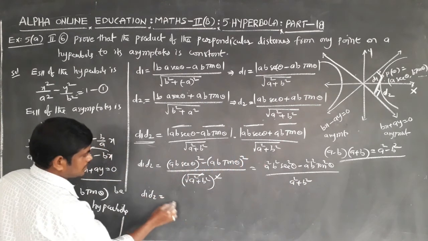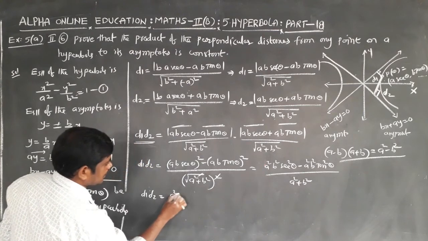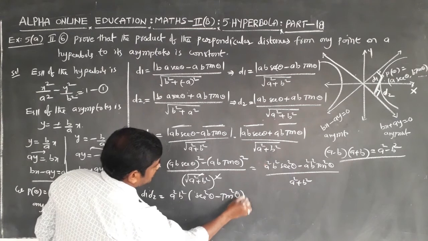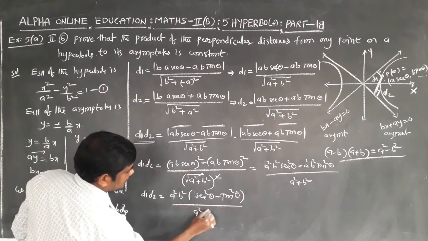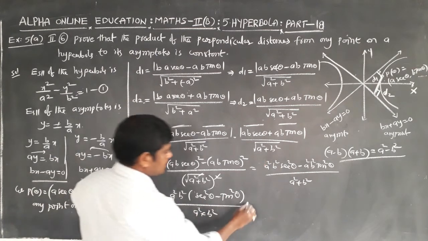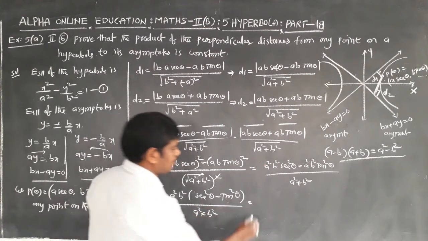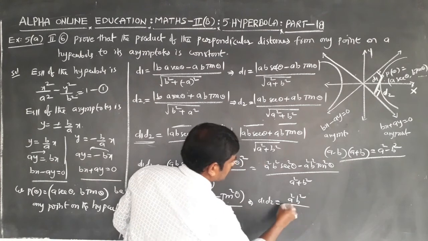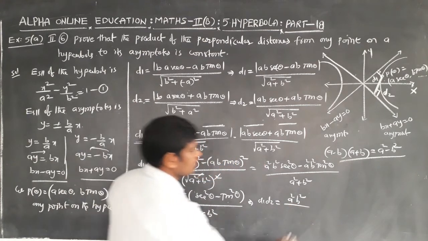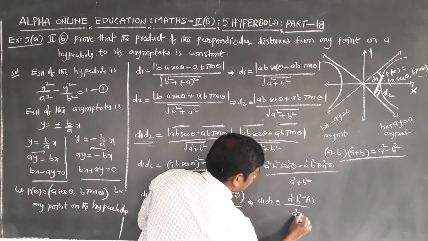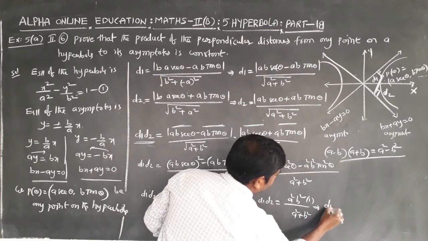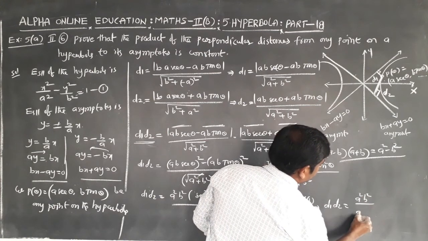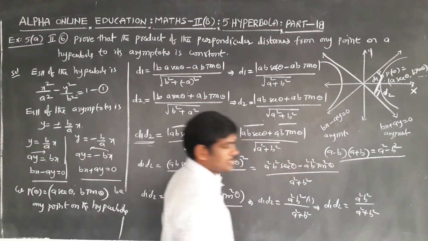d1 d2 is equal to a square b square common, secant square theta minus tan square theta, by a square plus b square. Secant square theta minus tan square theta is equal to 1. So a square b square into 1 is a square b square by a square plus b square. Therefore d1 d2 is equal to a square b square by a square plus b square.